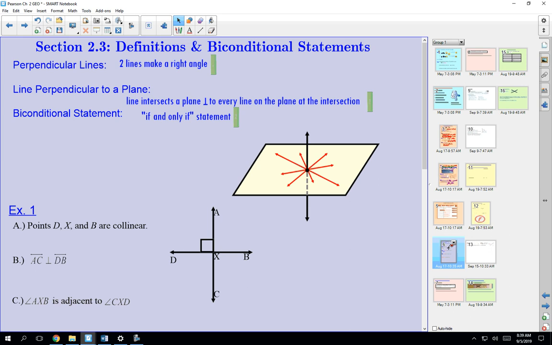This next one here, it says points D, X, and B are collinear. We're supposed to, is this asking us to write true or false? Yeah, okay. And then explain it. So points D, X, and B are collinear. D, X, and B. What do you think, true or false? True. True. How do you know? We're on the same line.